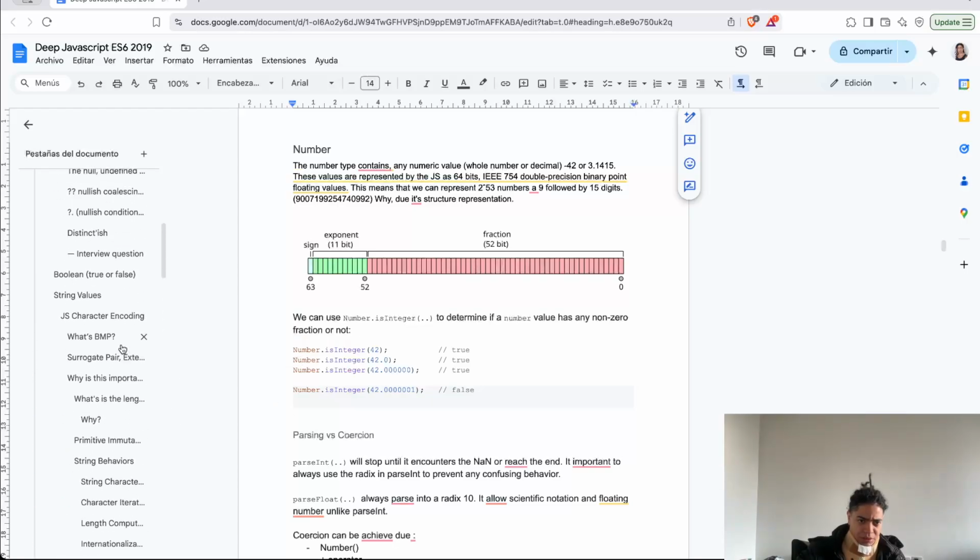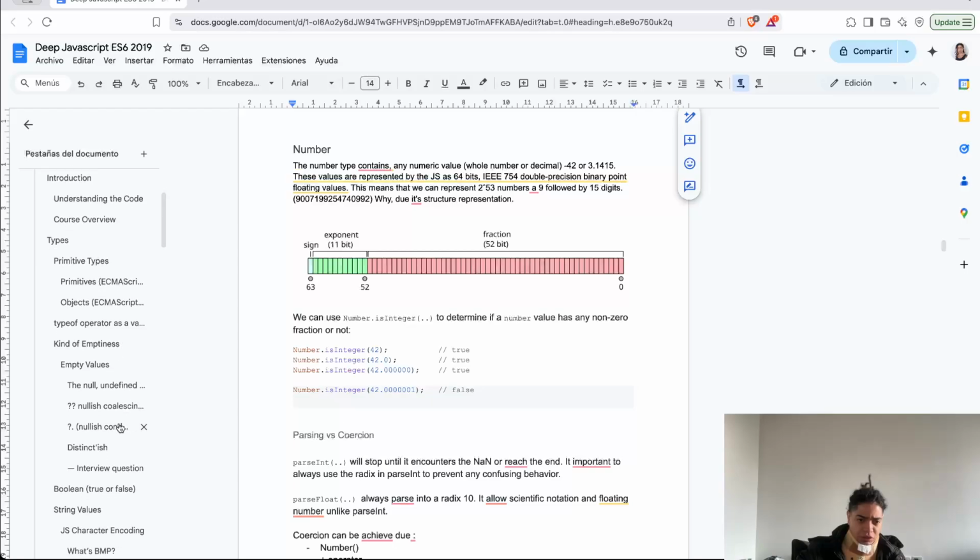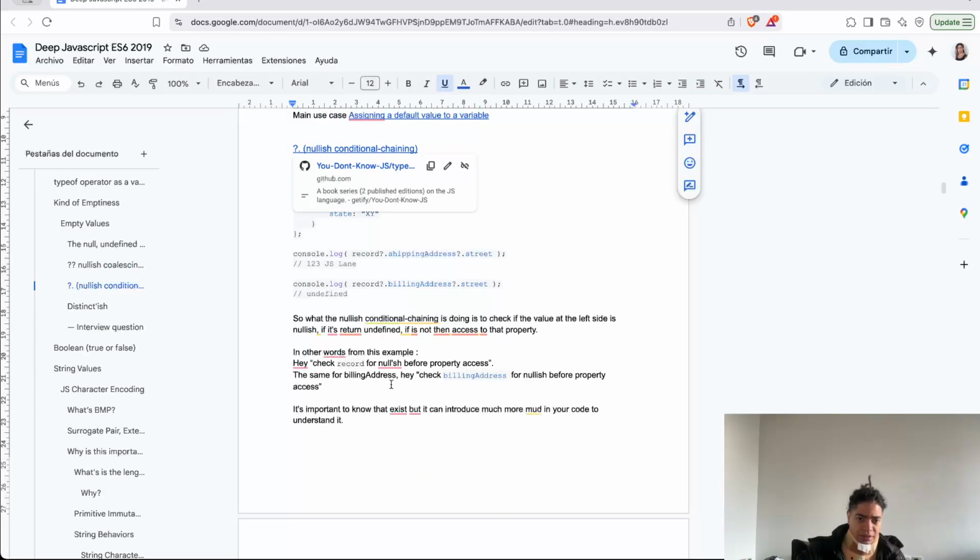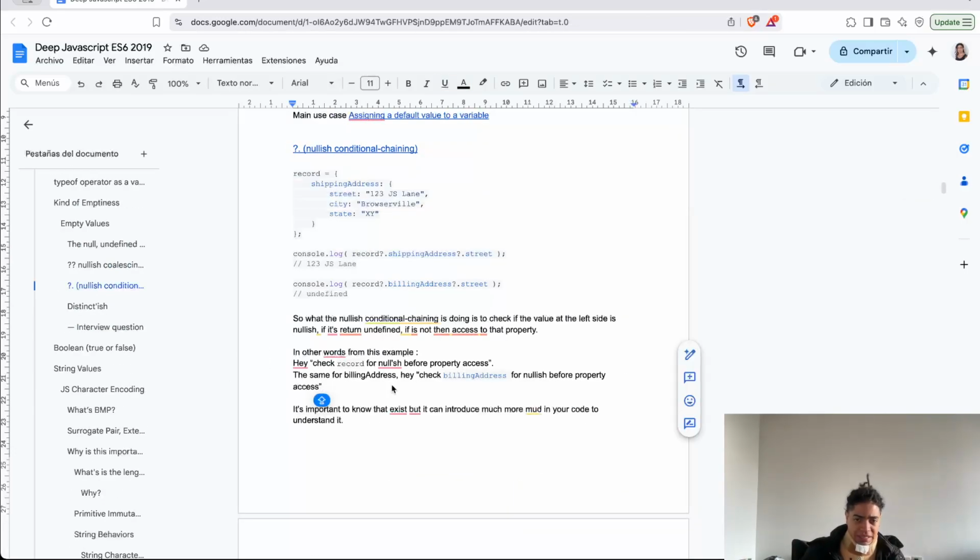The other is optional chaining, let me put it here, the nullish condition, as a way to say, hey, check the value on the left for nullish values, all right, before property access. This might be something that you want, all right.